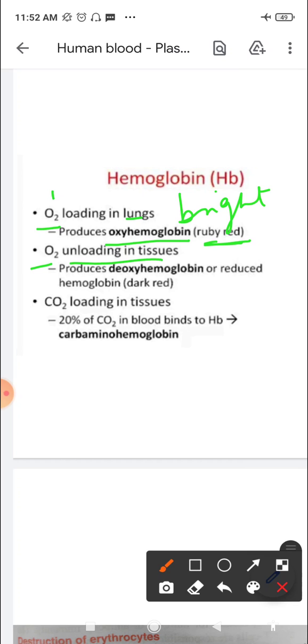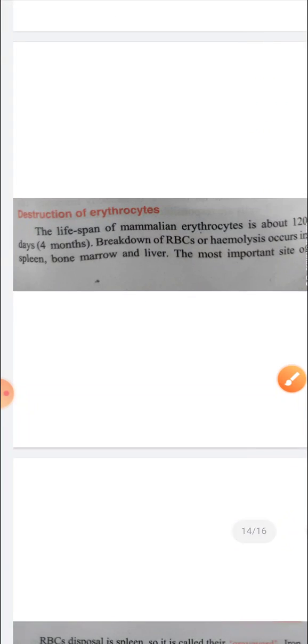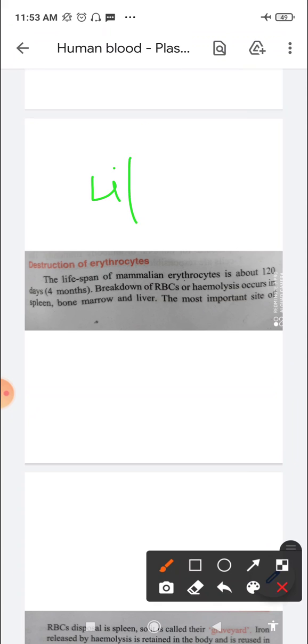Then the blood carries oxygen to the tissues where it gives away the oxygen. So unloading of oxygen takes place in the tissues. This produces deoxyhemoglobin or reduced hemoglobin, which is dark red because it then takes carbon dioxide also. Carbon dioxide loading in tissues: 20% of carbon dioxide in the blood binds to hemoglobin, which forms carbaminohemoglobin.